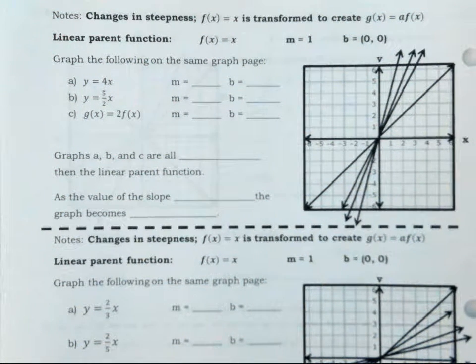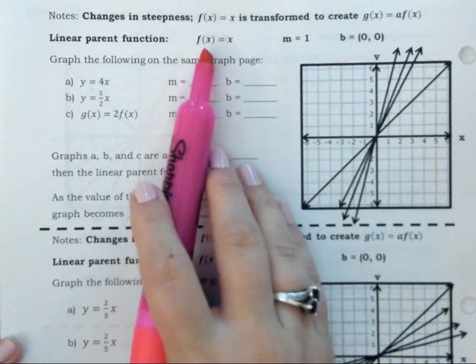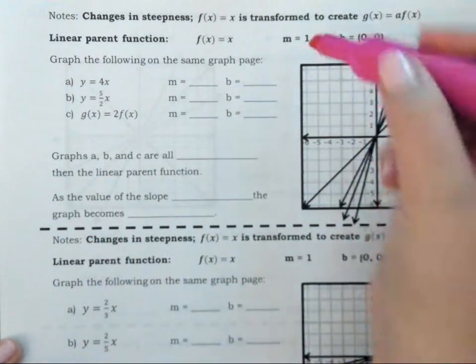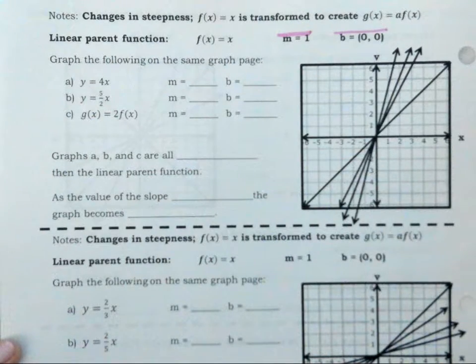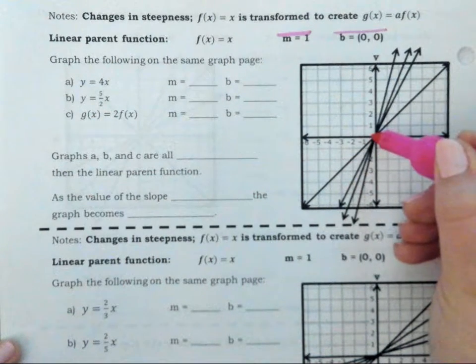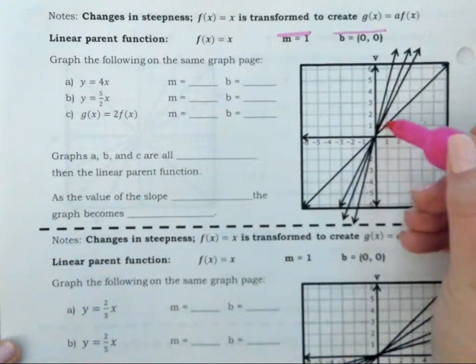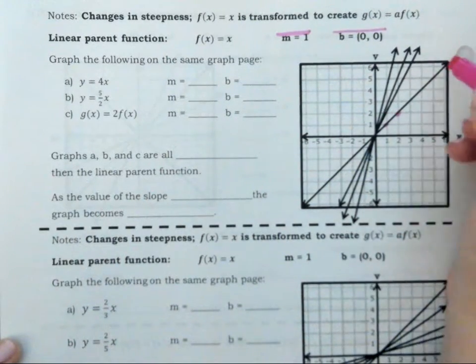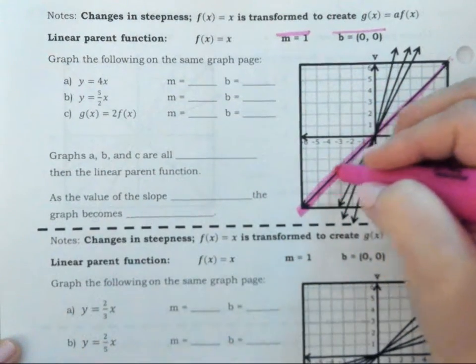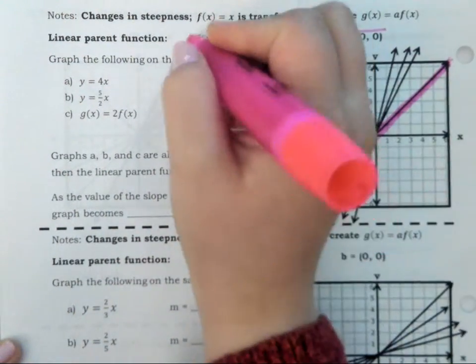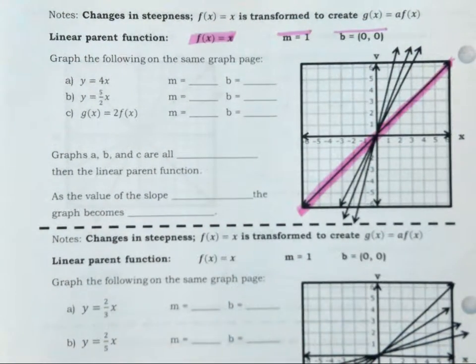All right, we are going to be talking about transformations of our parent function. So starting with this first problem, it tells us our parent function is f of x is equal to x. This means I have a slope of 1 and a y-intercept of (0, 0). So if I start at (0, 0) and go up 1 over 1, up 1 over 1, that is this line right here. So this line is my parent function. So go ahead and highlight that on your paper.